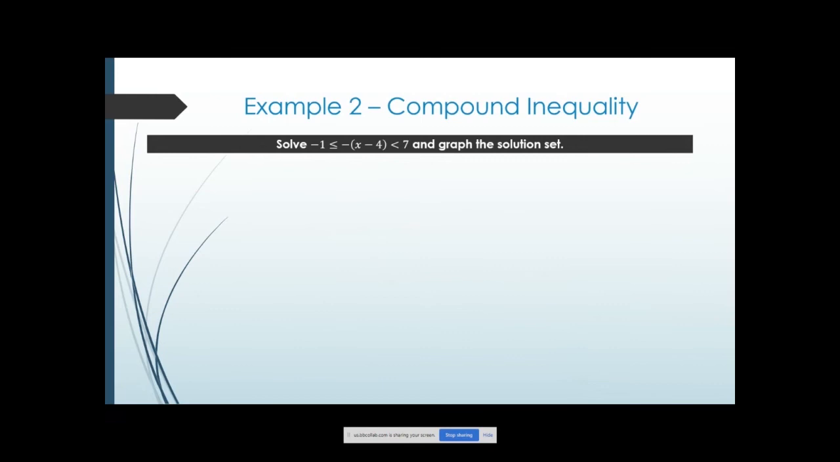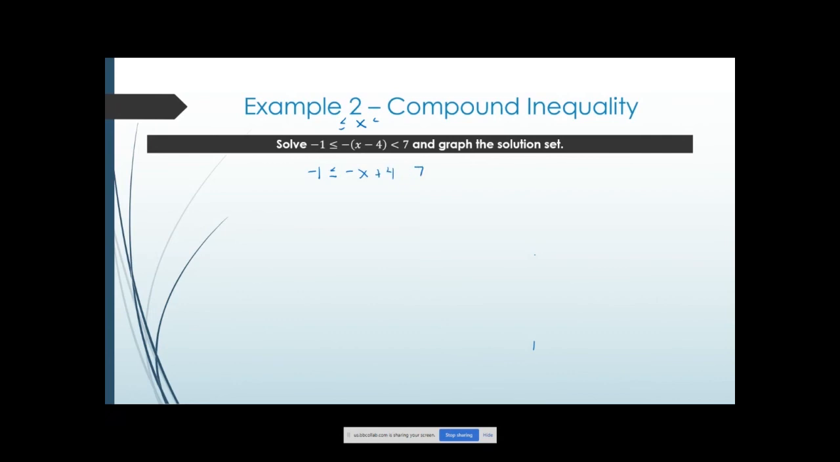right. So we have -1 is less than or equal to negative parenthesis x minus 4 parenthesis less than 7. So when we're solving this, our goal is to have x in the middle for a compound inequality rather than being on the left side. So first I'm going to distribute the negative through the parentheses. So I have -1 less than or equal to negative x plus 4 less than 7.